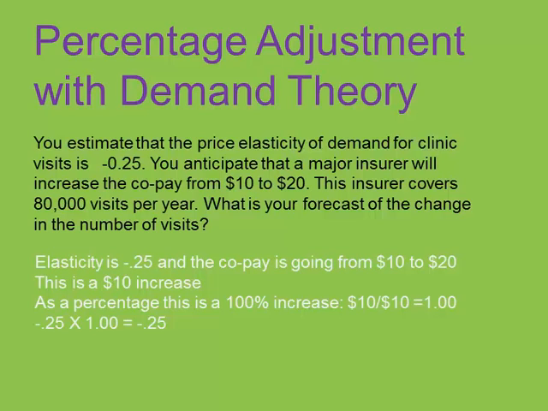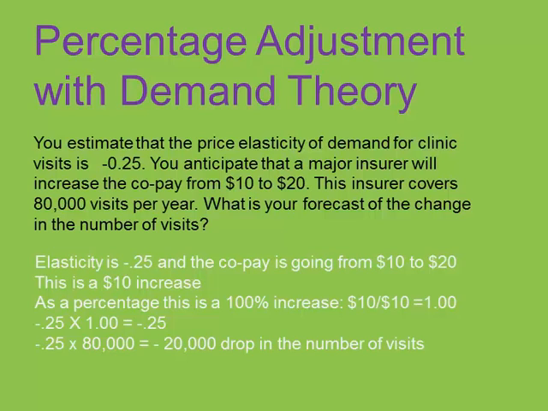Well, remember, we still need to figure out the impact in the number of visits. So what's the change? Take that price elasticity times, again, the percentage change of the price itself. Multiply that times your number of visits, and you get a negative 20,000. So you are going to have a drop of 20,000 visits because of this impact. So pretty significant impact.